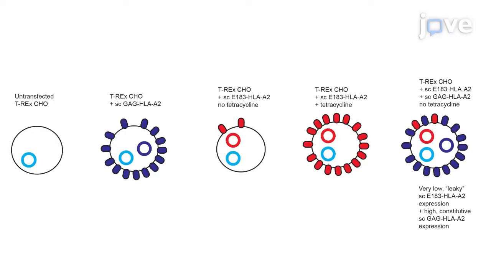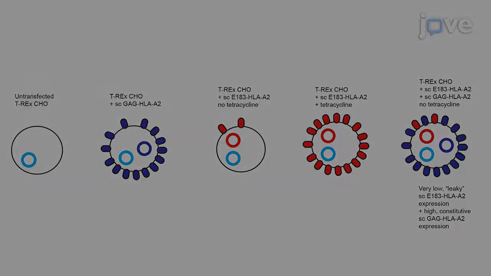The single-chain human MHC molecules are expressed in a hamster cell line containing tetracycline repressor. Agonist single-chain MHC is expressed using tetracycline-inducible plasmid.